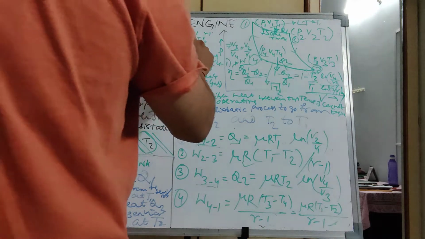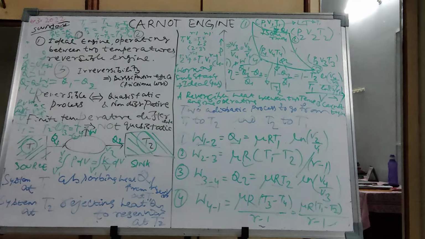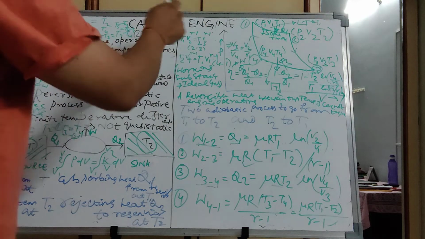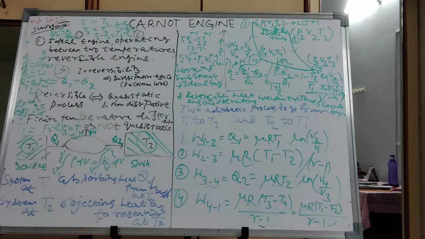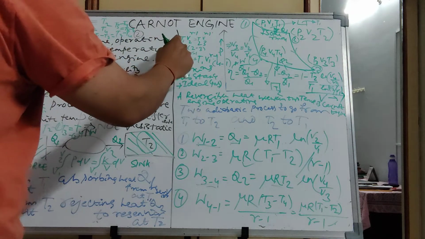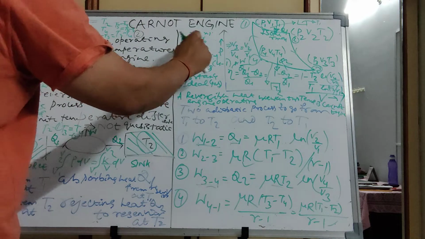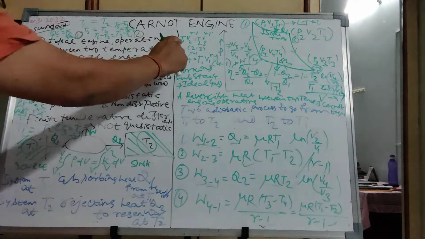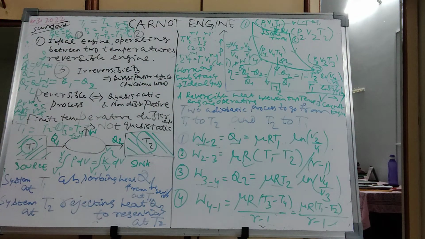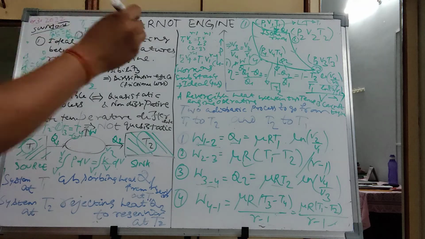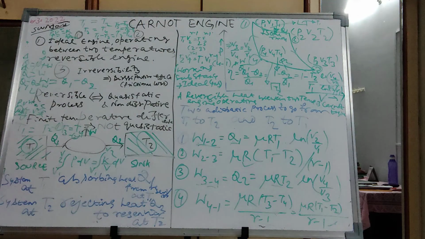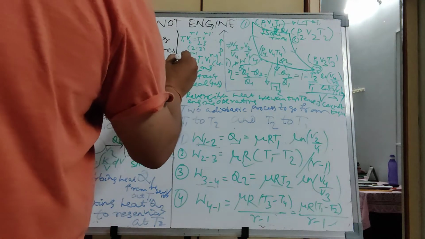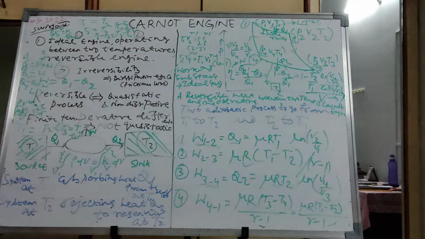So T1 V2 to the power gamma minus 1 is equal to T2 V3 to the power gamma minus 1. So when it goes from V2 to V3, at V2 the temperature is T1 only, because from 1 to 2 the temperature remains constant, because it is isothermal. Similarly, T2 V3 to the power gamma minus 1 is equal to a constant. This is for process 2-3.